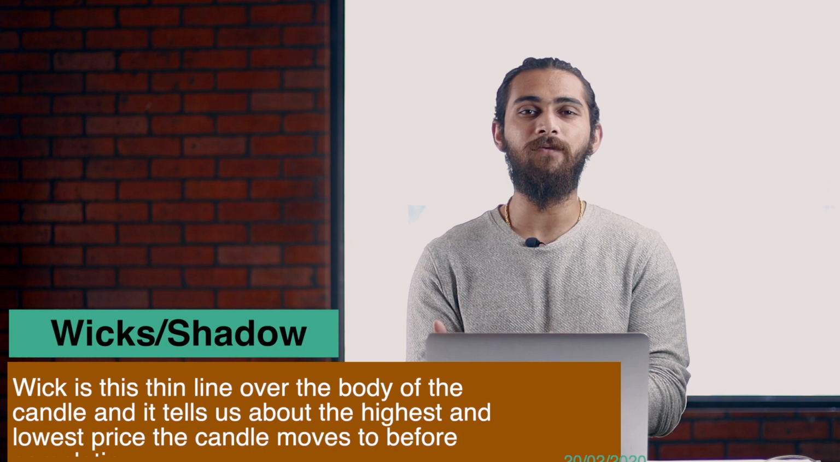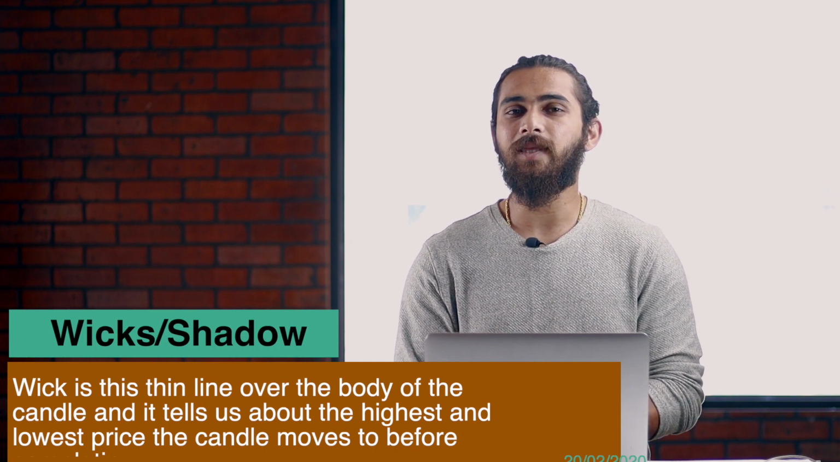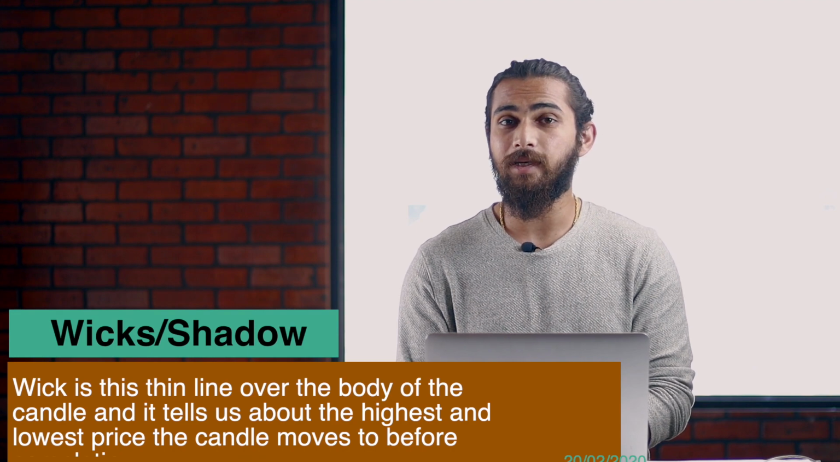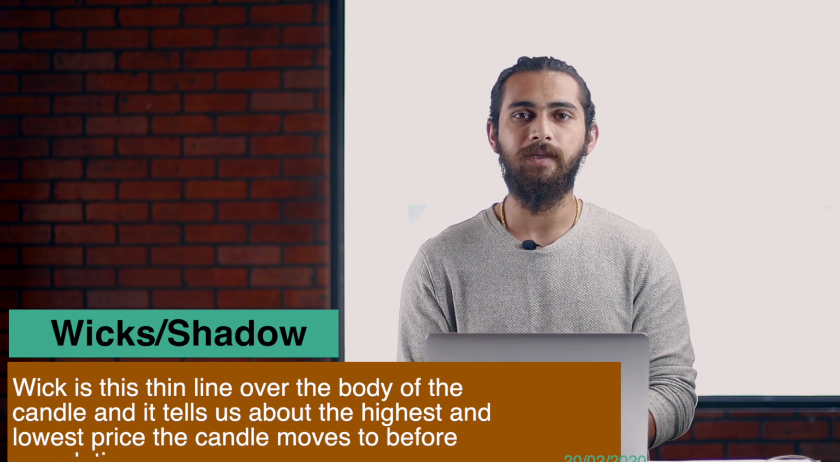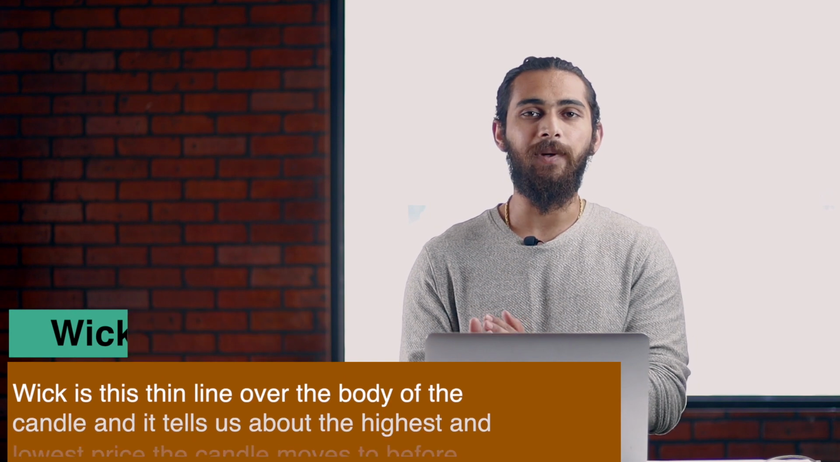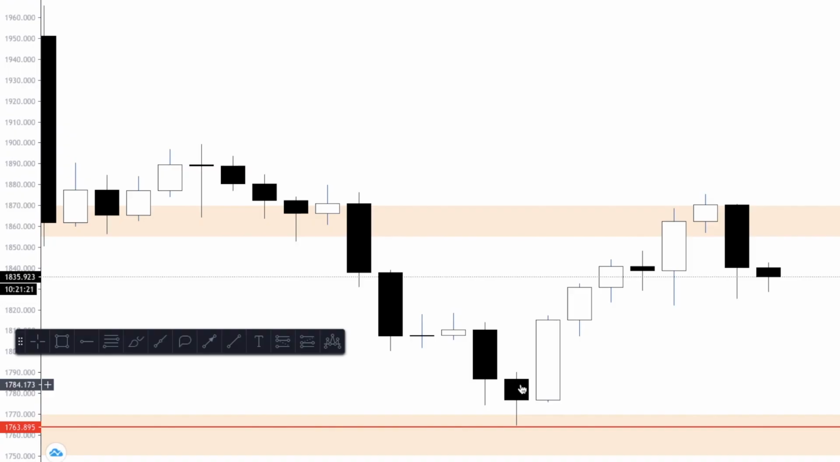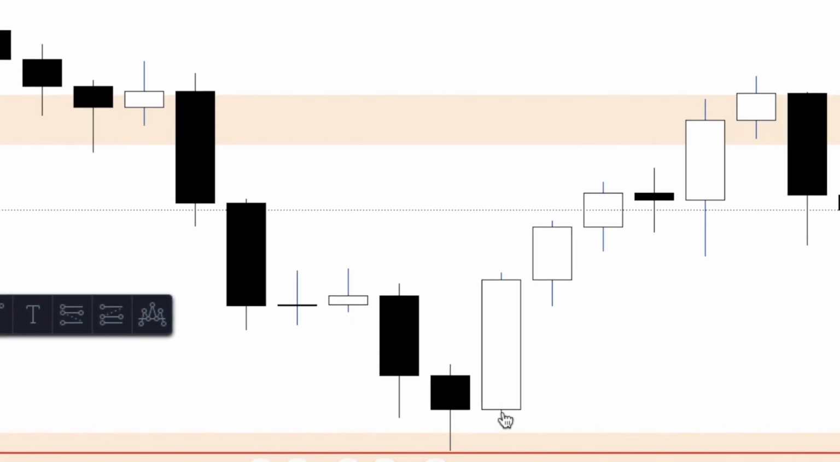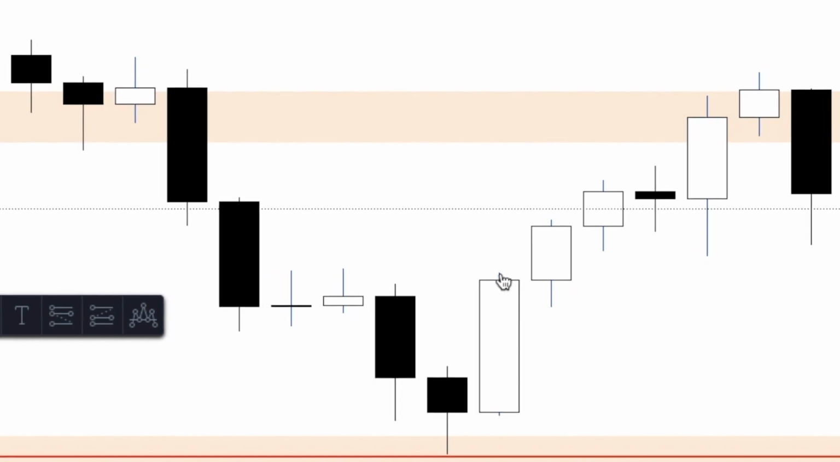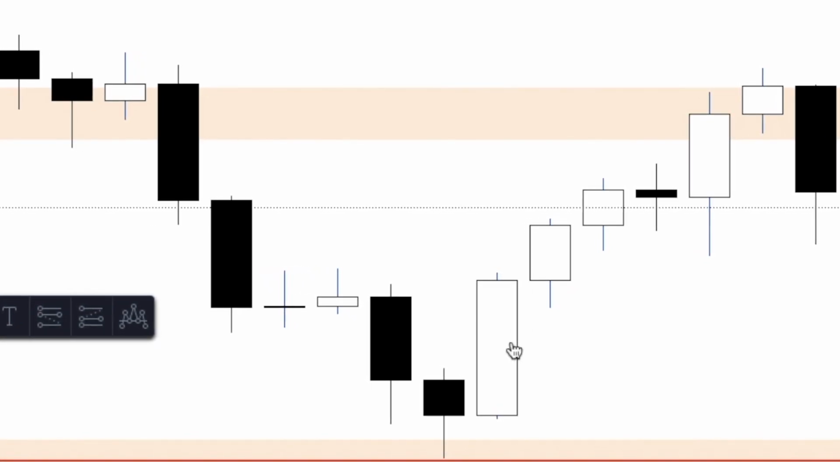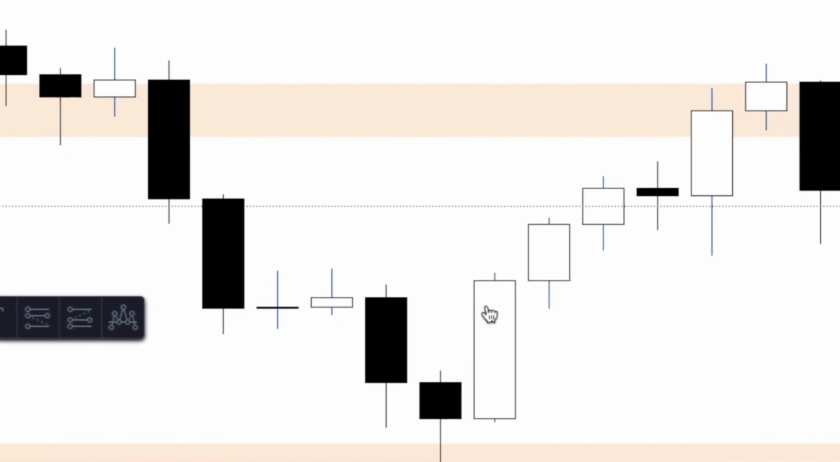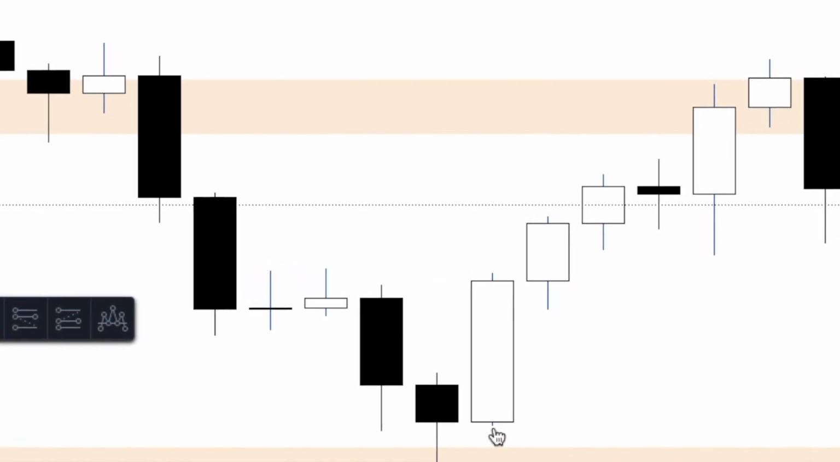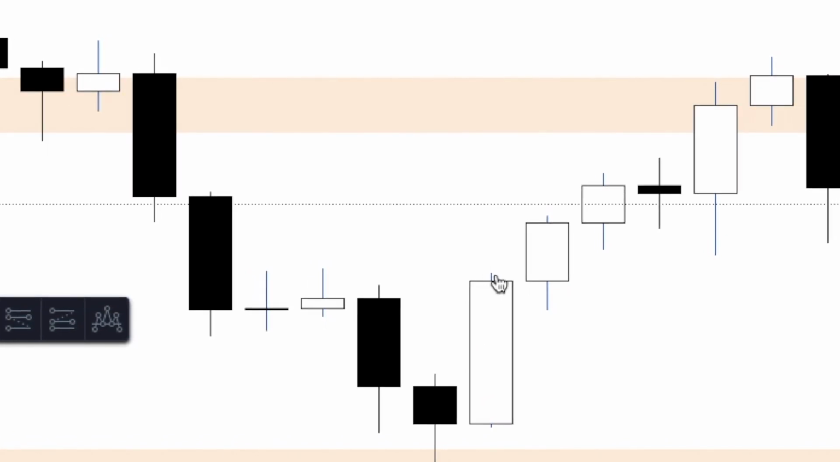Now the other part of the candlesticks is the wicks, or some people even call it shadow. Wick is the thin line over the body of the candle and it tells us about the highest and the lowest price the candle moves to before it completes. And what I mean is, like here in this example, the lowest price which the candle moved to is 1775.897 and the highest price is 1817.362. That means before the candle was formed, it first moved to 1775.897 and it also moved to 1817.362.